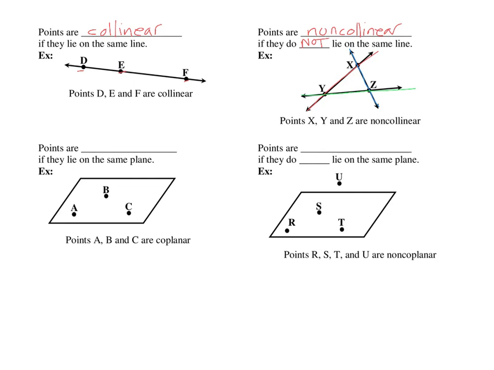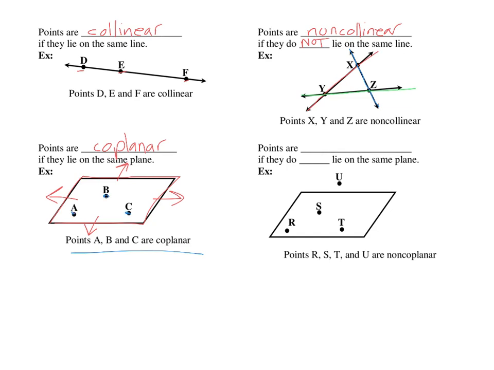Okay, points are coplanar if they lie on the same plane. Okay, so you want to imagine this to be like a flat surface, and you want to think about this surface as extending in every direction to infinity. Okay. So it's not just a shape, because we can't draw infinity, but this is supposed to represent a flat surface going to infinity in all directions. Okay, now points A, B, and C are coplanar because they lie on the same plane.